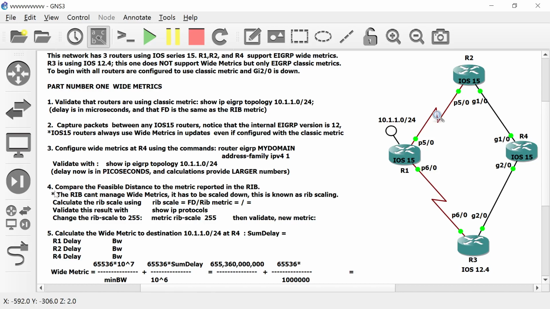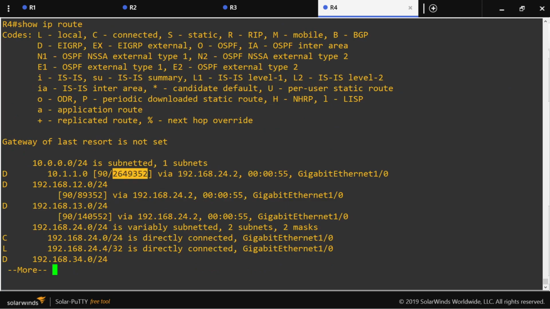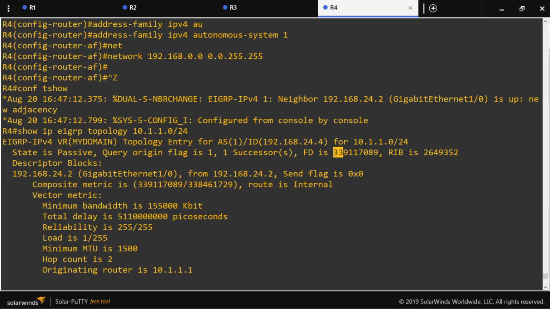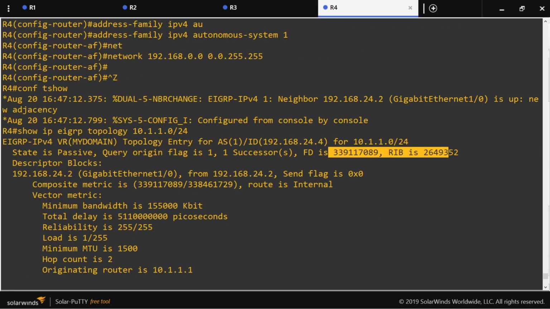Now, action item number 4: compare the feasible distance to the metric reported in the RIB. Given the RIB can't manage wide metrics, it has to be scaled down. This is known as RIB scaling. Calculate this RIB scaling using this formula. So let's go to Router 4. Notice that if I issue show ip route, this metric is not the same as the feasible distance. This value is the metric that is shown here. So let's copy these values.